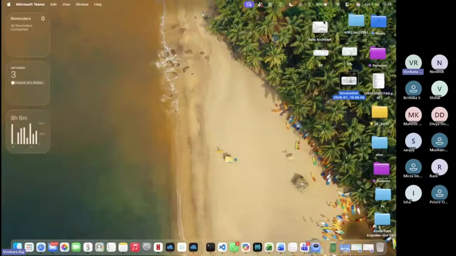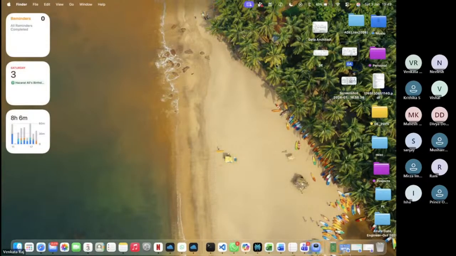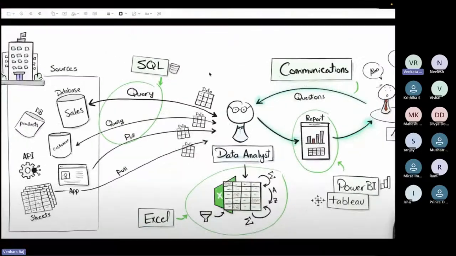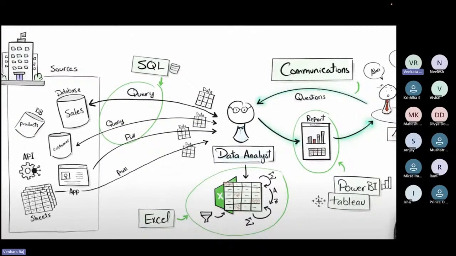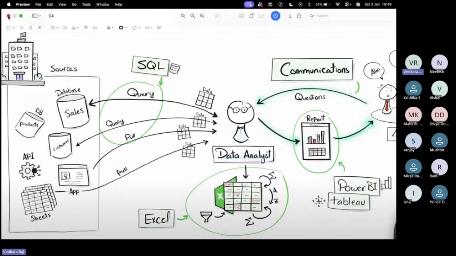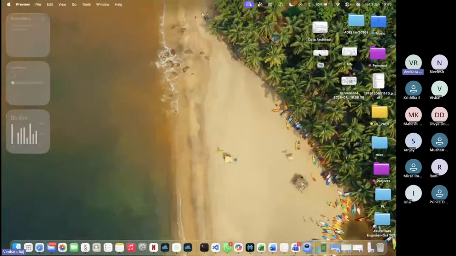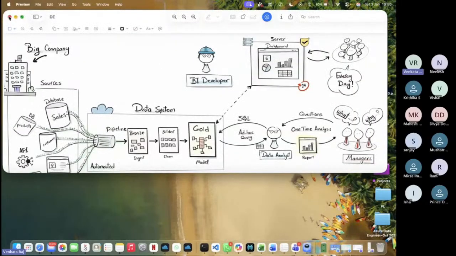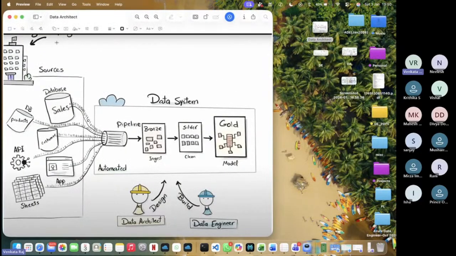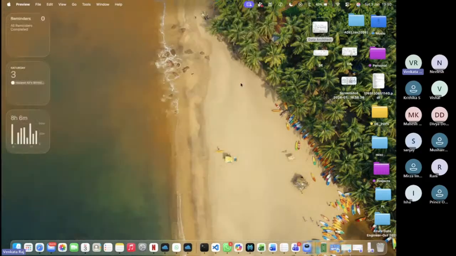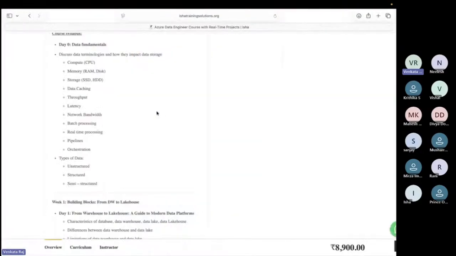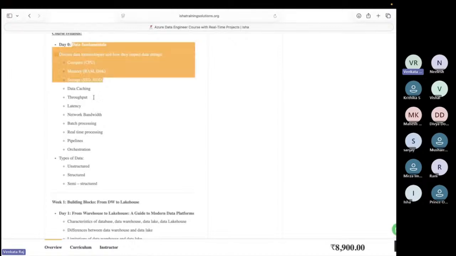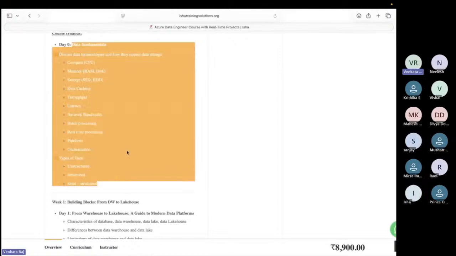Let me open this. So I believe my screen is visible, right? This is how we are going to get started in our first session. I'm going to walk you through how a data analyst works using this screenshot that I have. And I also have the same for data engineer. So we are going to talk about how a data engineer works, how a data analyst works, how they relate to one another, how a data architect is going to help a data engineer, and the roles and responsibilities. We will get started with that, and then we will discuss the data fundamentals. Okay, that is going to be our day zero.